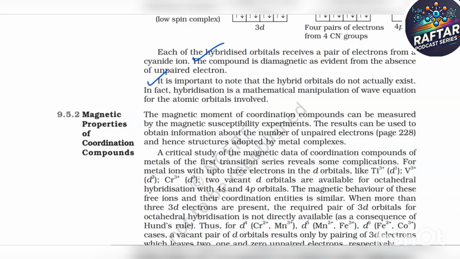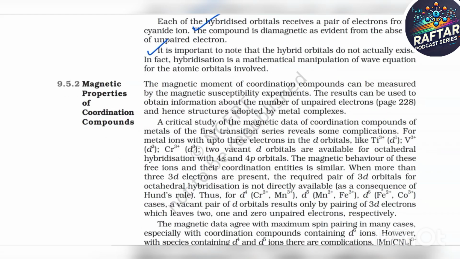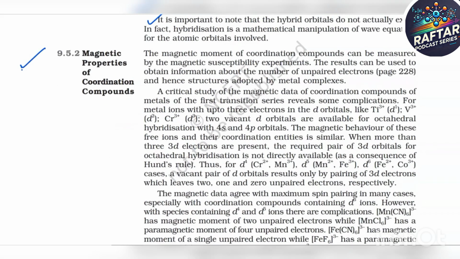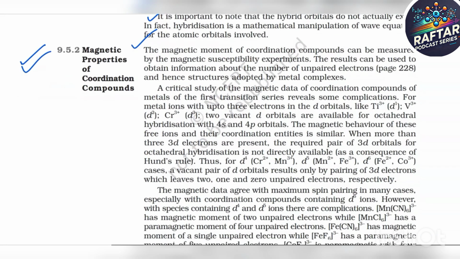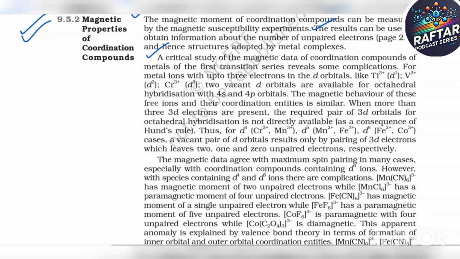It is important to note that hybrid orbitals do not actually exist. In fact, hybridization is a mathematical manipulation of the wave equation for the atomic orbitals involved. 5.5.2 Magnetic properties of coordination compounds. The magnetic moment of coordination compounds can be measured by the magnetic susceptibility experiment. The results can be used to obtain information about the number of unpaired electrons and hence structures adopted by metal complexes. A critical study of magnetic data of coordination compounds of metals of the first transition series reveals some complications.